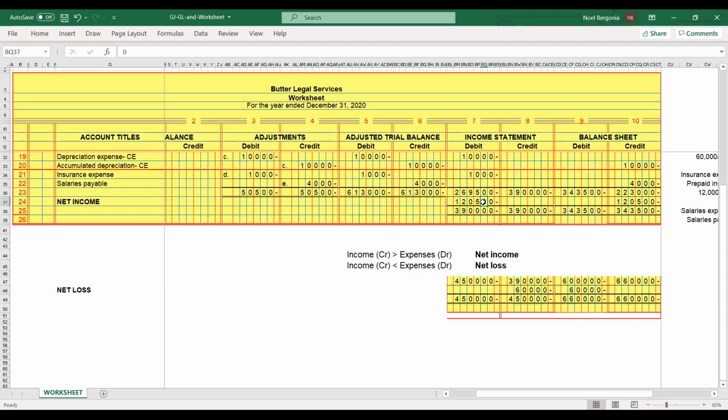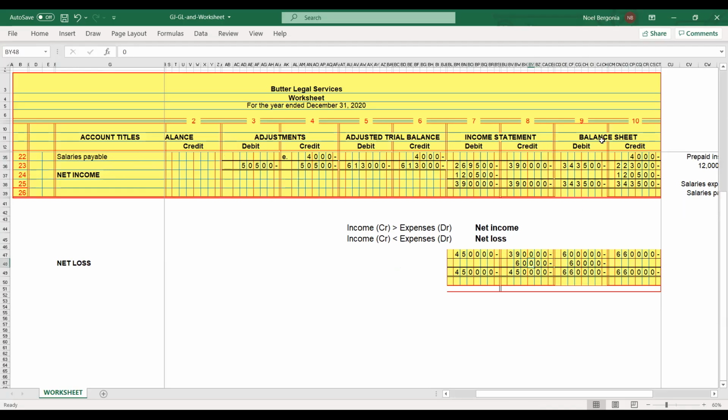If magkahiwalay yung pagsusulat niyo ng balances, then that means there is a net income. Pag magkadikit sila, nasa credit ng income statement, nasa debit ng balance sheet, then there is a net loss naman. Basta at the end of the day, ang goal natin is dapat equal itong bottom part ng income statement and balance sheet after considering the effects of the net income and net loss natin. Okay? So I hope that that is clear. So that's how we complete our worksheet.